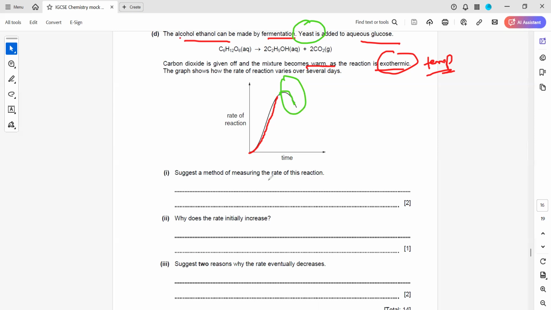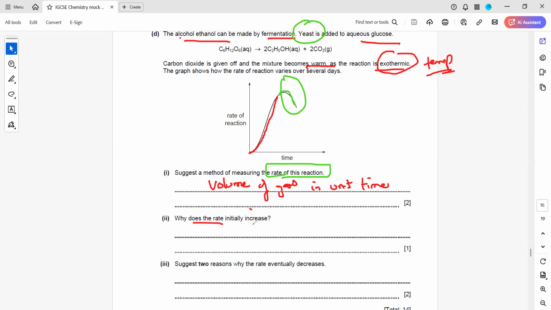So, suggest a method of measuring the rate of this reaction. How can we measure the rate of this reaction? Because a gas is given off, we can measure the volume of the gas in unit time. How much gas is given off in a specific time, we can measure the rate.